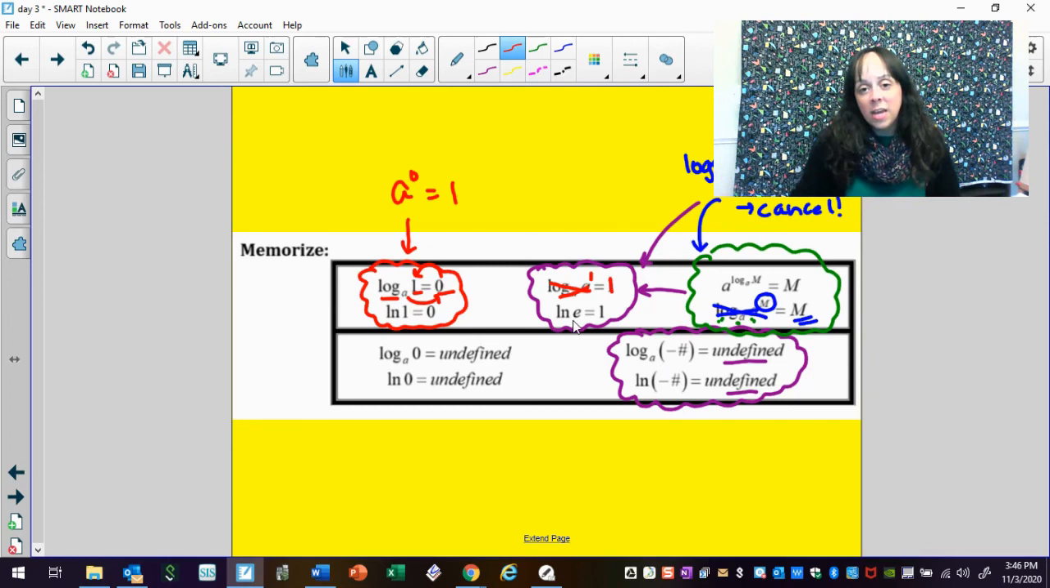Natural log of E, this would be an exponent of 1. Natural log and E are inverses of each other. They cancel each other out. The answer is just 1.